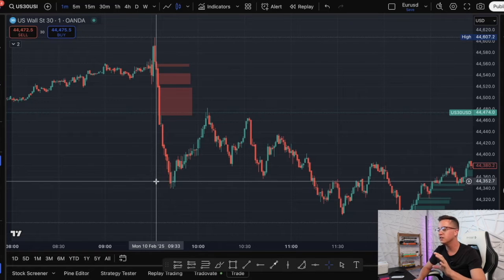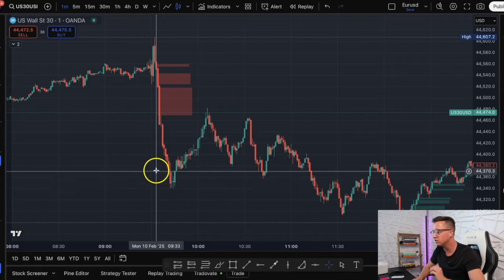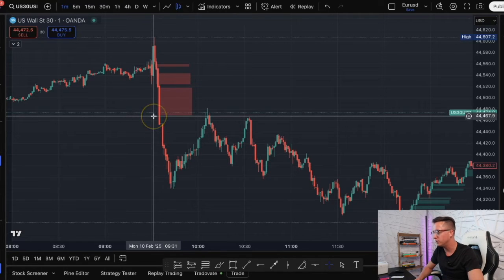You want to see very clear market structure: higher highs, higher lows, higher highs and higher lows, or lower lows, lower highs, lower lows and lower highs. You want to be able to identify what is going on when you guys are looking at the market. So look at the market structure on US30.